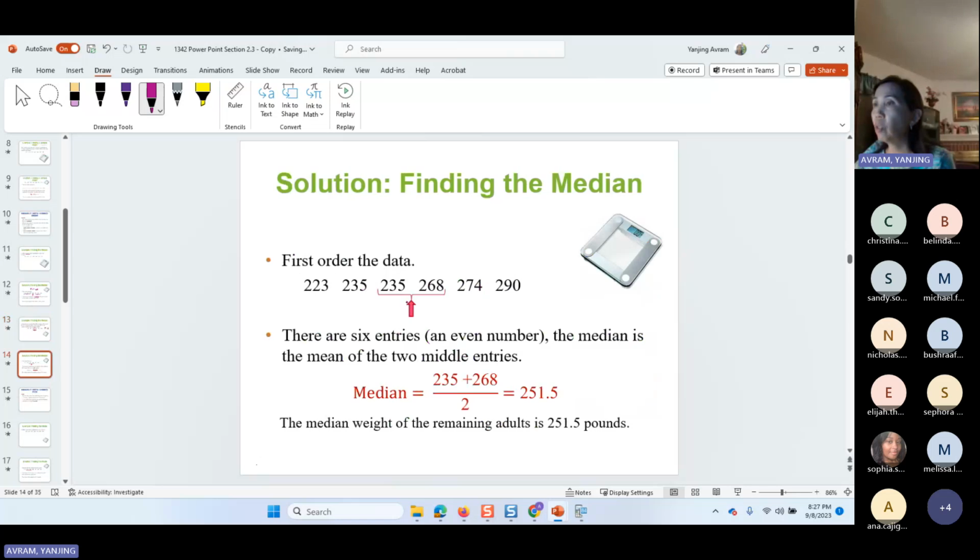All right, look at this one right here. You add these two together, 235 and 268, and divide by 2, because this is 6 entries and 6 is an even number. Since it's an even number, you don't have a number exactly in the middle. We have 3 to the left, 3 to the right, right? So how do I find my median? I add the middle two together and then divide by 2. So 251.5 is the median.